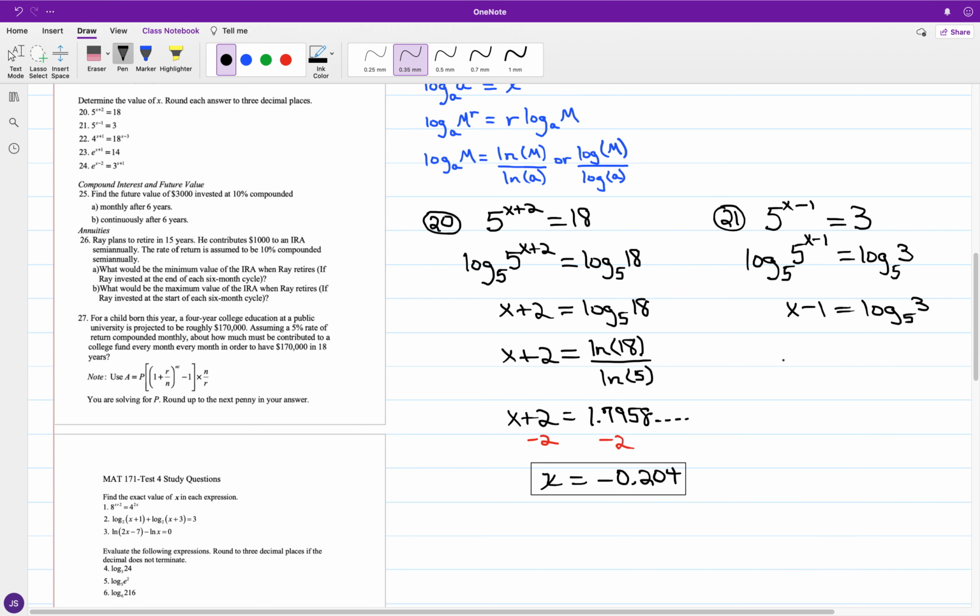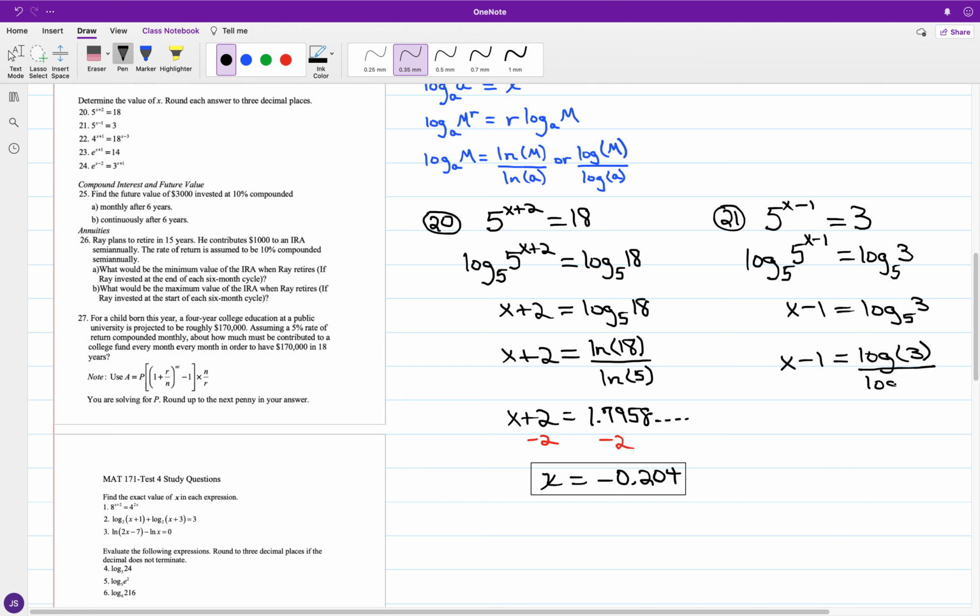And for the base 5 logarithm of 3, again, I can take either the ratio of natural logarithms or base 10 logarithms. And I'll just use base 10. So your m is 3.